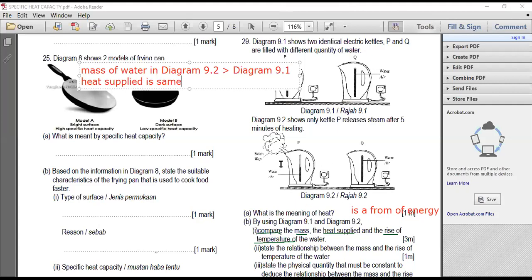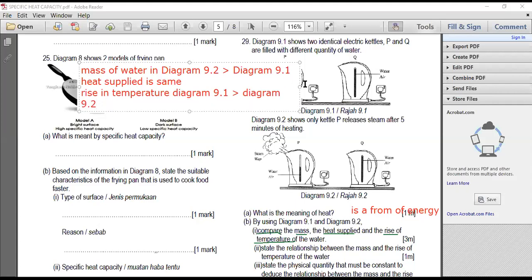Then the rise in temperature. We can see this one is faster than this one, because after 5 minutes you can see the steam. So the rise in temperature in diagram 9.1 is greater than in diagram 9.2. So all these you get 3 marks.